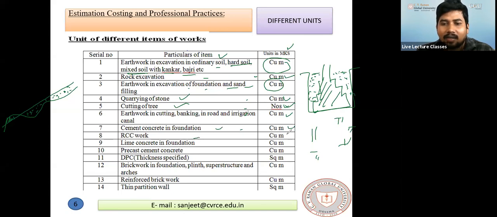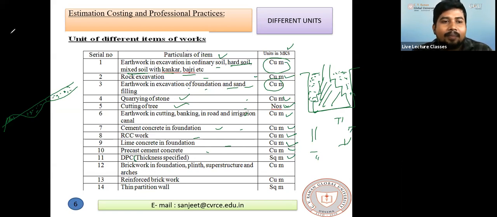RCC work is done in cubic meter. Lime concreting foundation, cubic meter. Precast cement concrete, cubic meter. DPC: remember, if thickness is specified, the unit is in square meter. DPC. Okay.